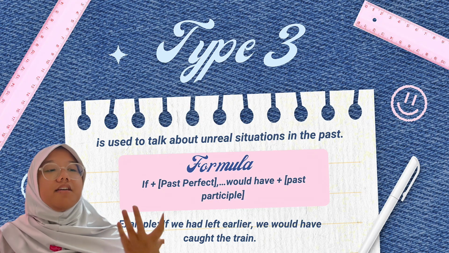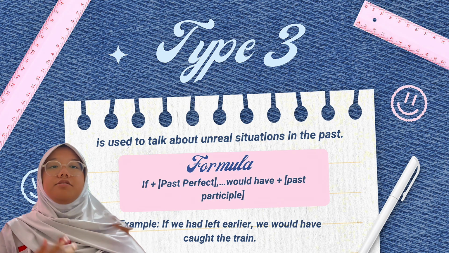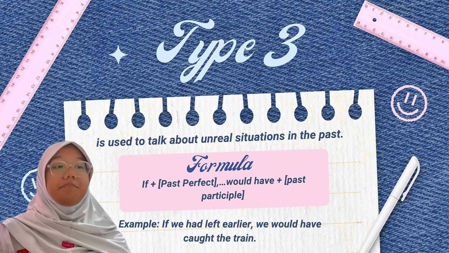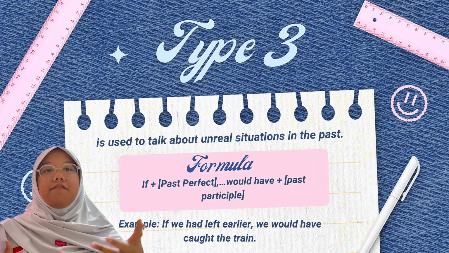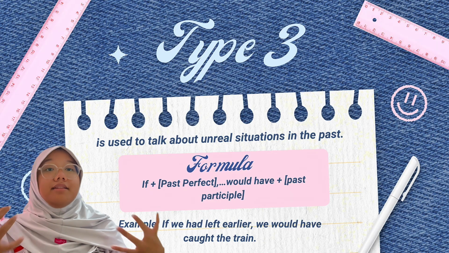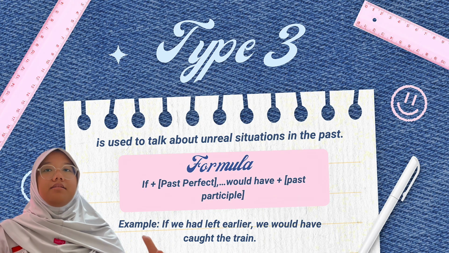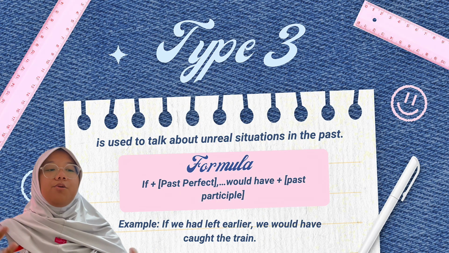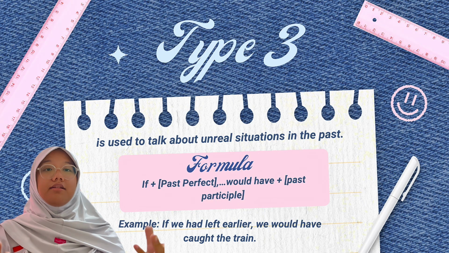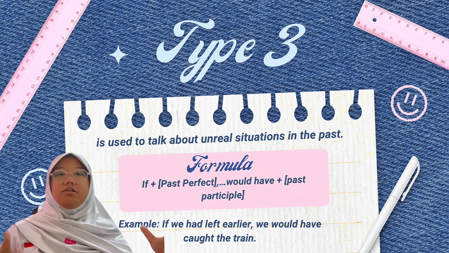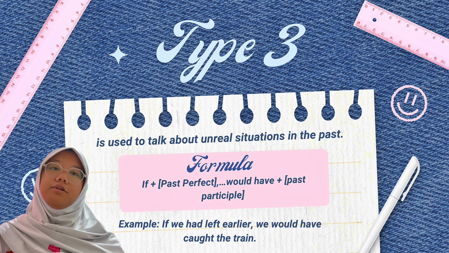Okay, we move to the formula and the example. The formula is, for the condition, if plus past perfect, and for the result, would have plus past participle. Like the example, if we had left earlier, we would have caught the train. The sentence means that if we had left earlier, we would have caught the train. But the real situation is we left late and we didn't catch the train. Okay, so this is the material. So we move to practice.